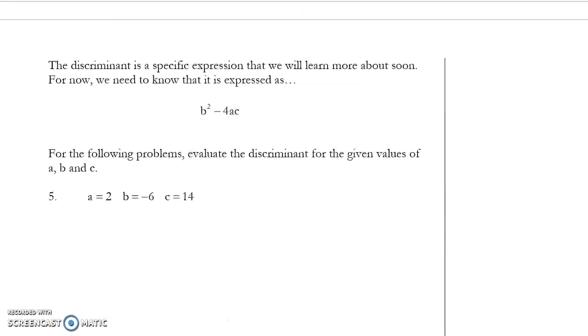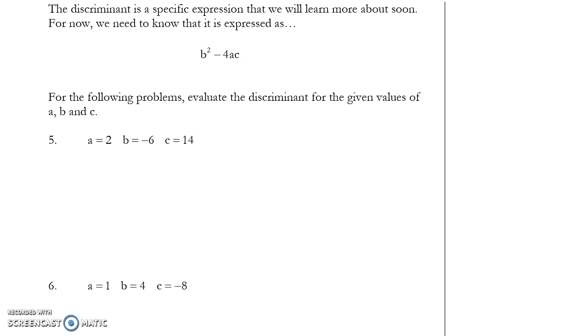The last part of this video is just to be able to do some substitution. We're going to be studying a formula that uses something we call the discriminant. It's an expression. This is part of a bigger formula, but it's a part that we have to be really familiar with using and putting into our calculator. The actual discriminant is b squared minus 4ac. B, a, and c are all variables that represent things.